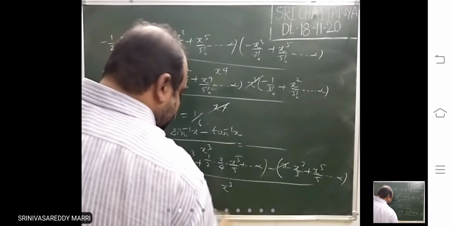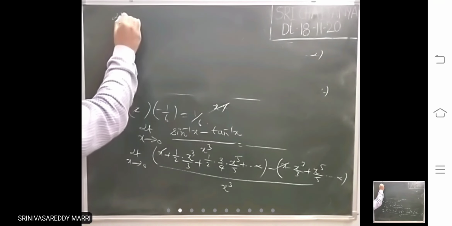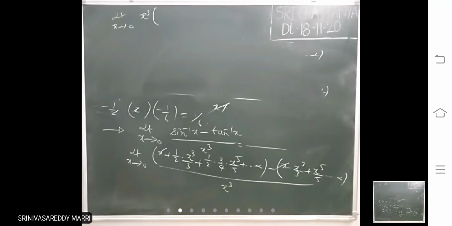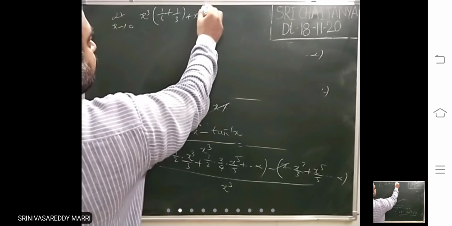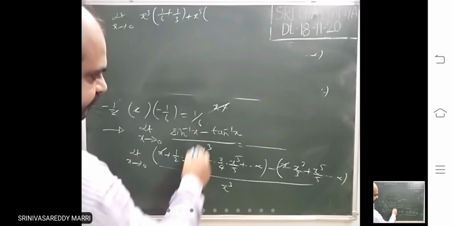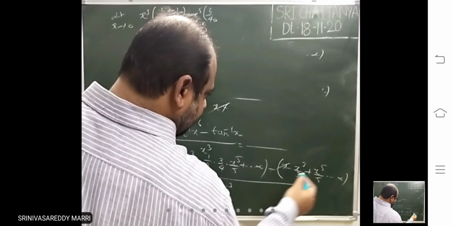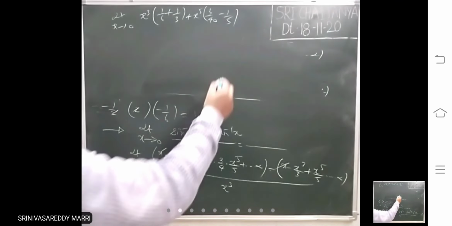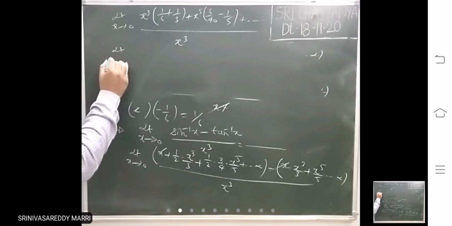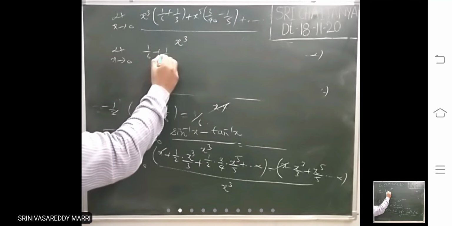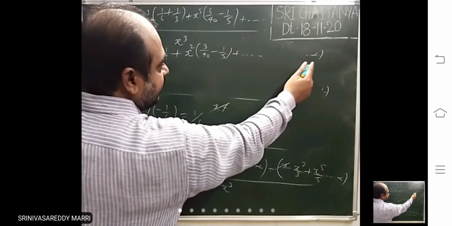Now arrange, take the common terms in the numerator. So x and x got cancelled. Next highest is x cube, take common. If you take x cube common, you will get 1 by 6 plus 1 by 3. Next, x power 5 if you take common: 3 divided by 40 minus 1 by 5, plus and so on. Not necessary, divided by x cube. Now take x cube common and strike off. So 1 by 6 plus 1 by 3, and x square into some number, and all these contain x terms.